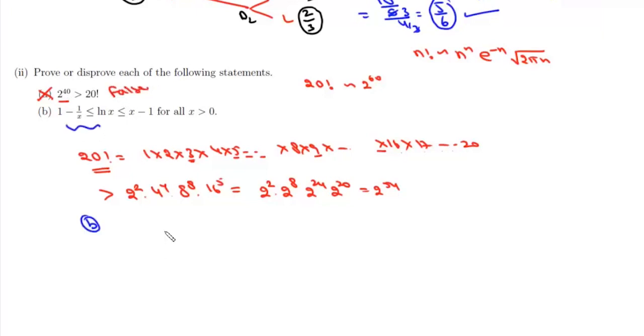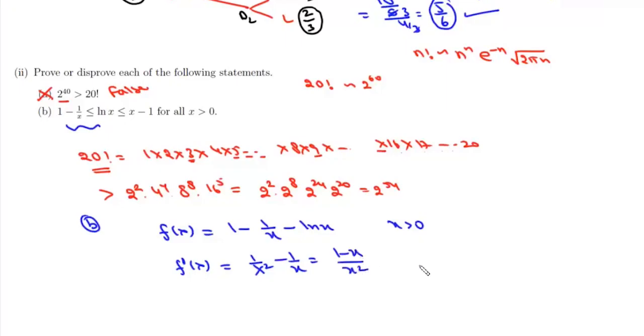So for this first part, we'll assume a function f(x), which is 1 minus 1 by x minus log x for all x greater than 0. Now we find f dash x will be 1 upon x square minus 1 by x, which is 1 minus x upon x square. Now its critical point is at 1. This is minus and this is plus. So this 1 is a point of local maxima. And if 1 is a point of local maxima, then f(1) will be greater than or equal to f(x) for all x greater than 0.